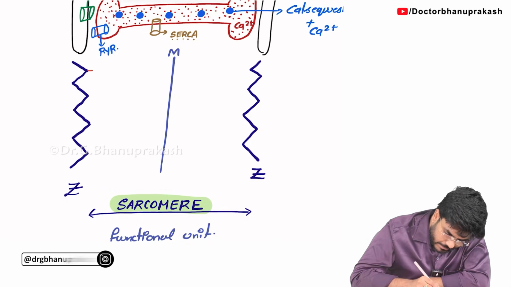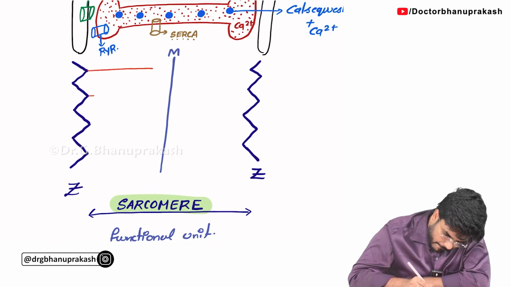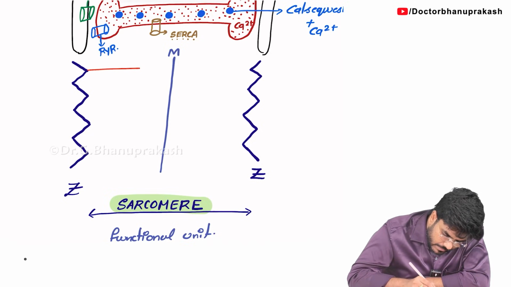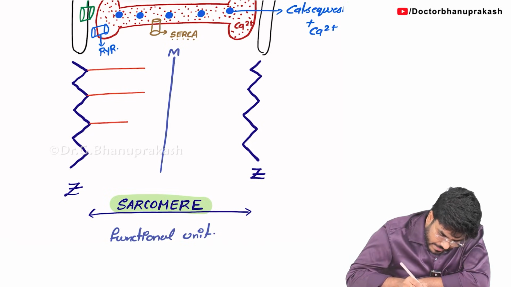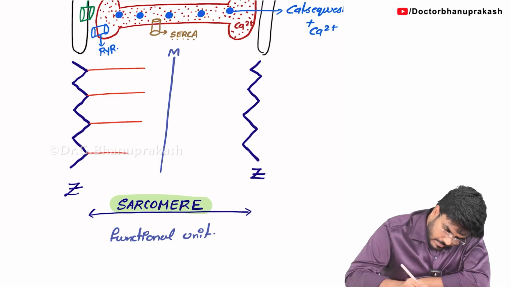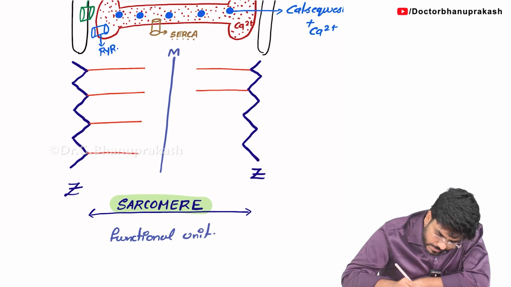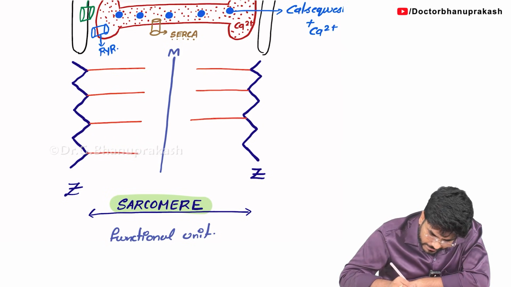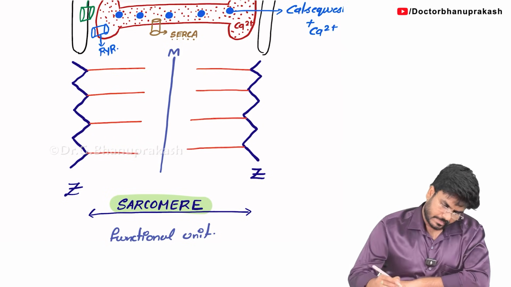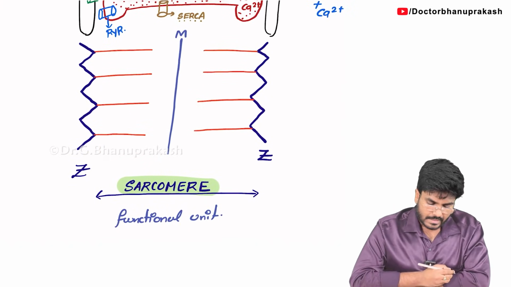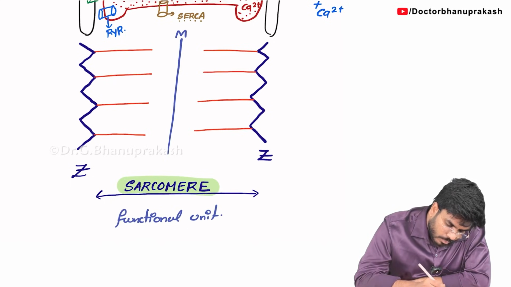There is a protein that is attached here, like this, to these Z lines. What is the name of this protein? The name of this protein is actin, or thin filament. So these filaments which I am showing here are all actin filaments. Actin filaments are attached with what? Z lines. And to this M line, who is attached?